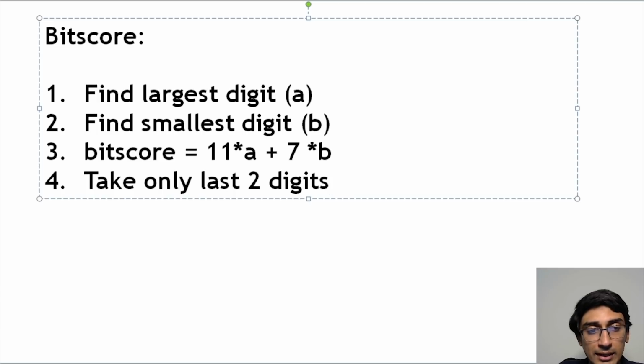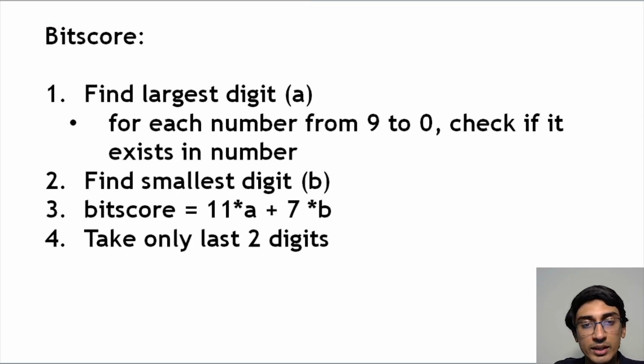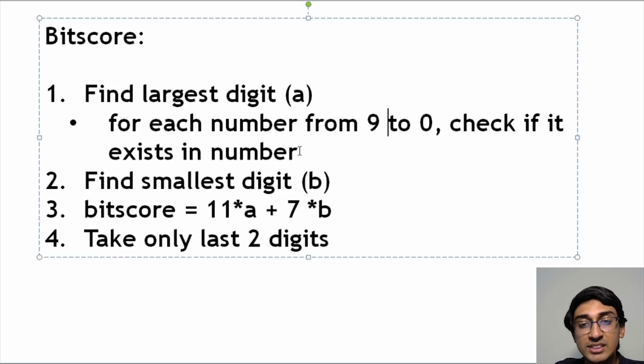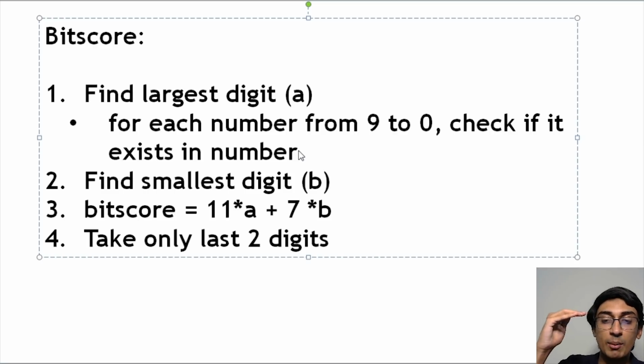Now how will we go about calculating this? How do we find the largest digit? There are multiple ways. I think this is something simple that you could all calculate, but let me show you one way I calculated. I ran a loop from 9 to 0 and checked if it exists in the number. Because I started from 9, if 9 exists in the number, then 9 has to be the largest number. There can't be a number larger than 9.